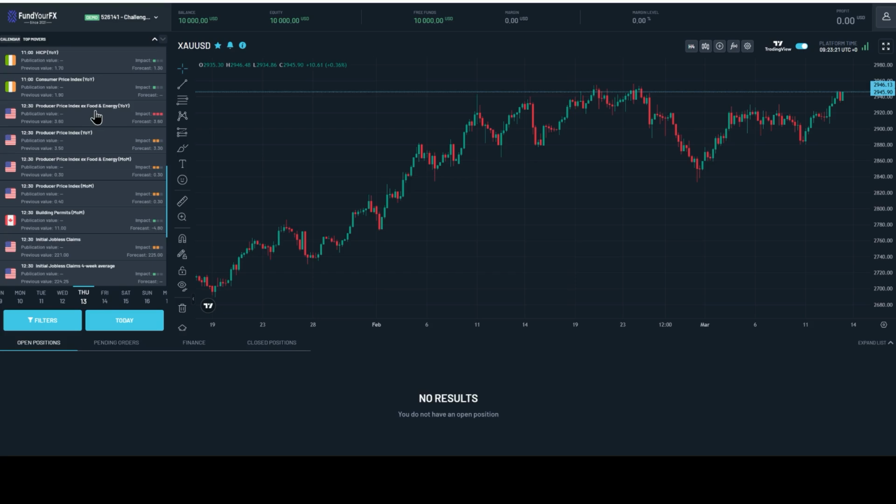We've got the producer prices index coming out of the US. It gives you an idea of the impact on the market. Well, that's a big impact, so you can see all three bars are in red. We've got the forecast, the previous value. So that really is useful information. You can scroll down, see all the different countries.